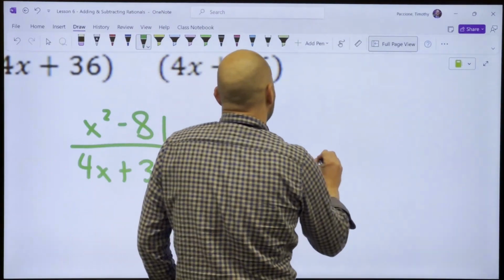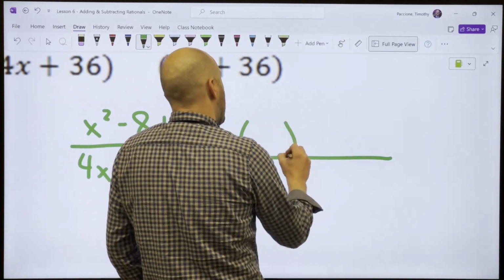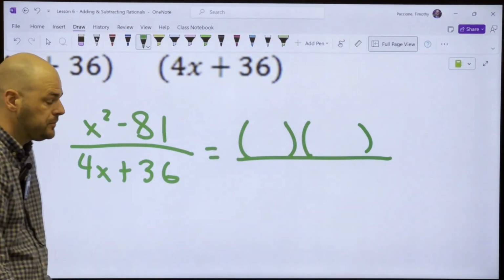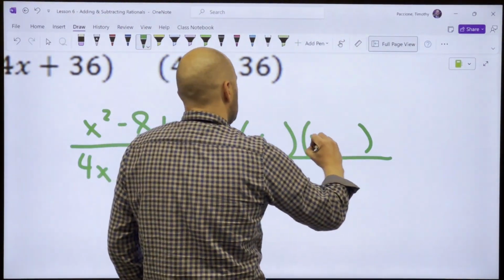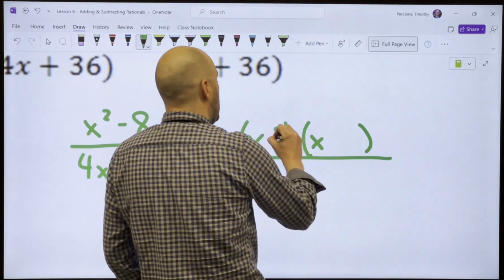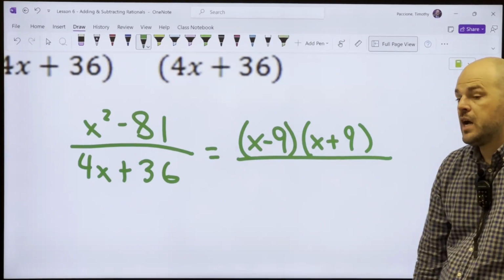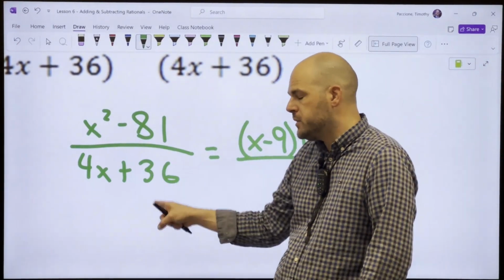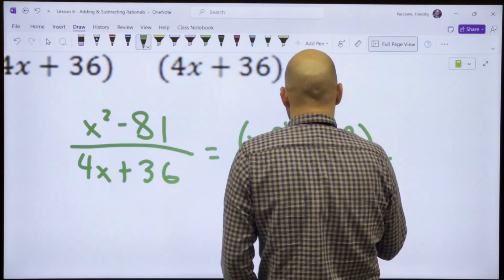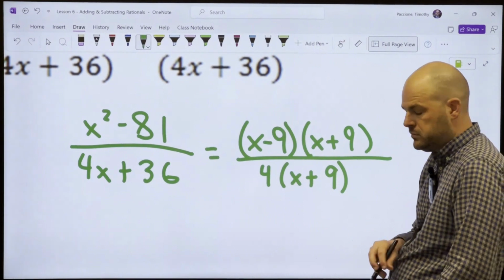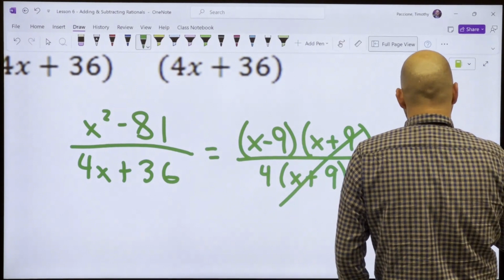The trick for that, right, this is why we reviewed factoring last week, is you just factor into two binomials, right? Square root this. Square root of x squared is x. Square root of 81 is 9. And then you do minus plus. Okay? On the bottom, what goes into both 4 and 36? 4. So I'd say 4 and then x plus 9. Do I see anything? Yes. Boom. And I end up with just x minus 9 over 4.